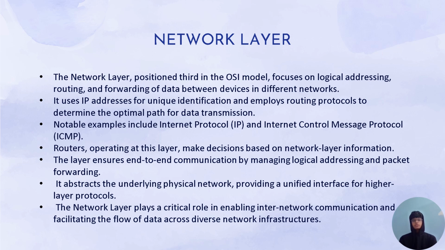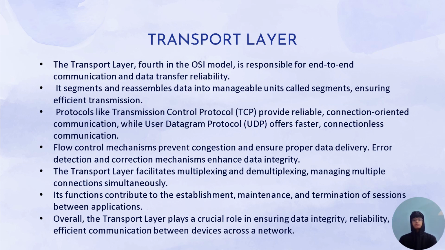Routers operating at this layer make decisions based on network layer information. The layer ensures end-to-end communication by managing logical addressing and packet forwarding. It abstracts the underlying physical network, providing a unified interface for higher layer protocols. The network layer plays a crucial role in enabling inter-network communication and facilitating the flow of data across diverse network infrastructures. Then we have the transport layer. The transport layer, the fourth in the OSI model, is responsible for end-to-end communication and data transfer reliability.